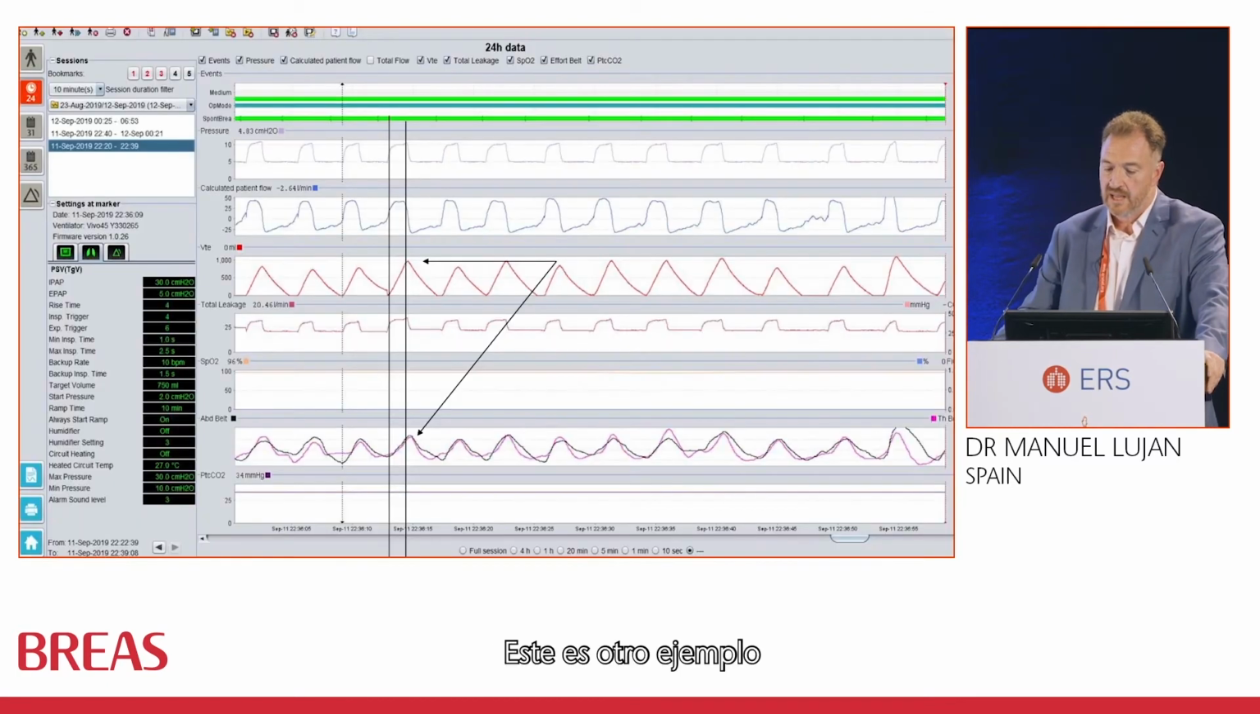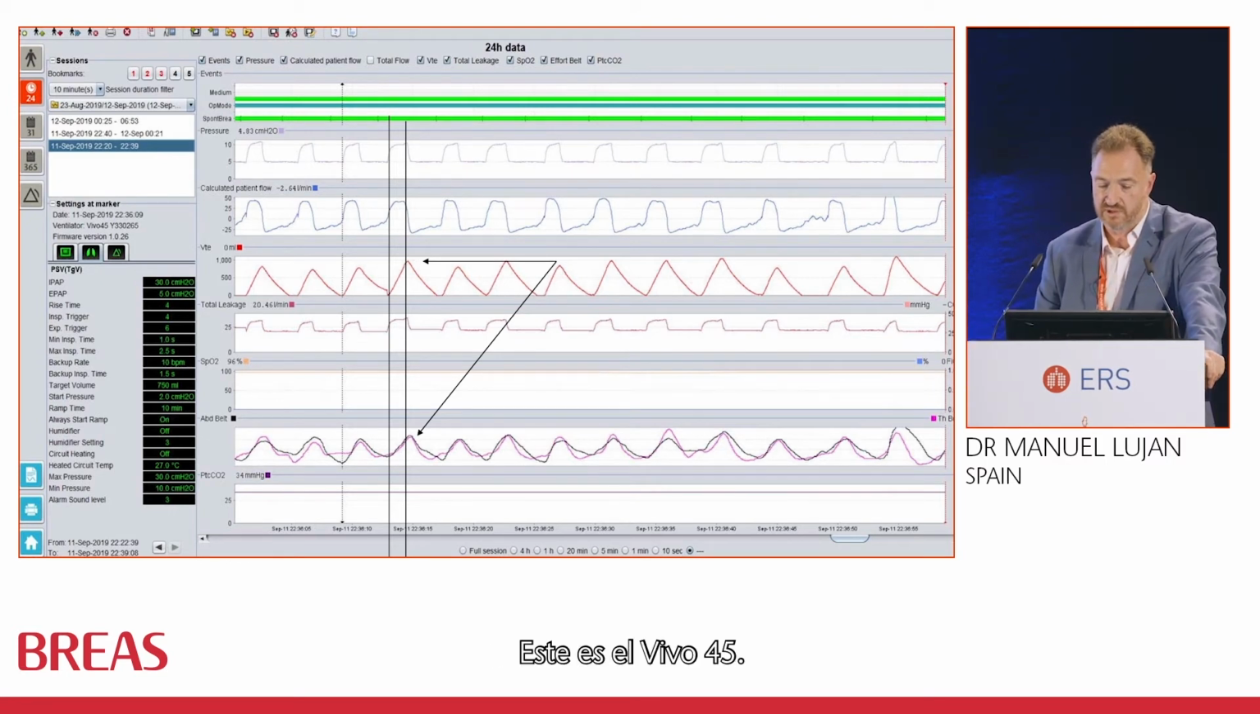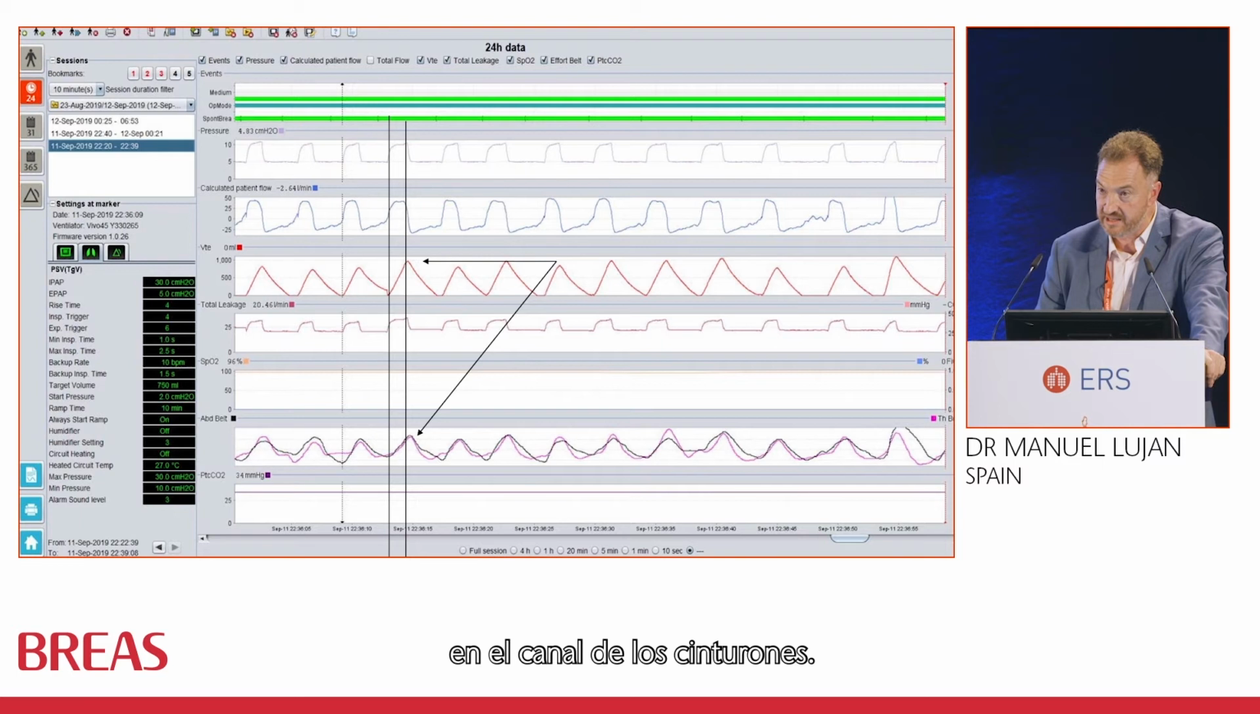And this is another example of integrated polygraphy. This is the Vivo 45, and you can see here in the arrows that there is a perfect synchrony between the onset of the inspiration in the belts channel and in the volume-time waveform.